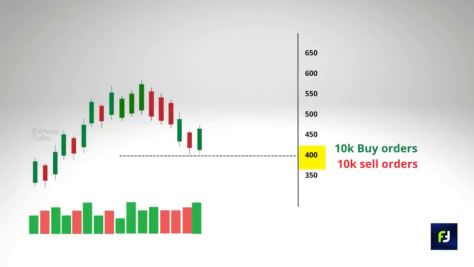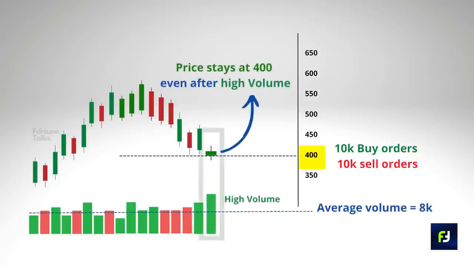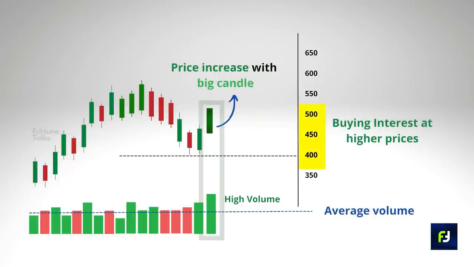For example, let's say there are 10,000 buy orders and 10,000 sell orders, all at rupees 400 of a stock. And let us say that the average volume of the stock is 8,000 for the last 10 days. Even though the 10,000 shares were exchanged, resulting in a higher than average volume for the particular day, the price will not move up. The single reason being, all the orders are placed at the same price, that is rupees 400. On the other hand, if the price were to move up with the increase in volume, then there should have been more buy orders at higher prices. That is, buyers should be willing to buy at even higher prices.